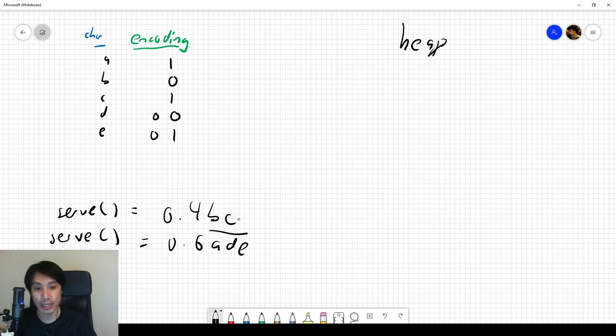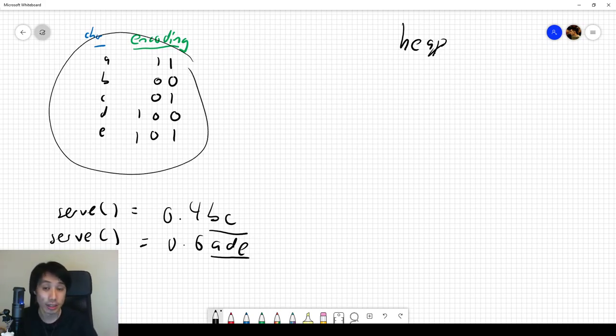Just like the first one, BC, I'm going to prepend with 0. ADE, I'm going to prepend with 1. Because my heap is empty, I'm finished. Here will be the encoding for my Huffman. A will be 1, 1. B will be 0, 0. C will be 0, 1. D will be 1, 0, 0. E will be 1, 0, 1.